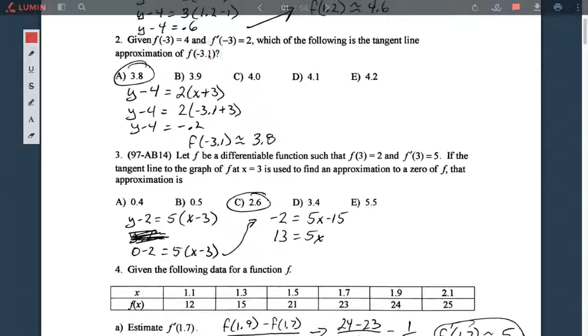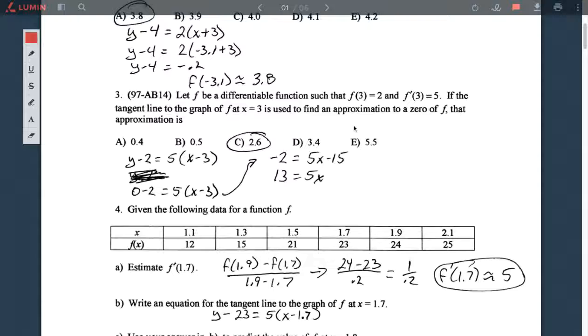We want to approximate negative 3.1, so we plug in negative 3.1. If I put those two together, that gives me negative 0.1 times 2, which is negative 0.2. Add the 4 over, gives me 3.8 is my approximation. So that's why I've chosen A.